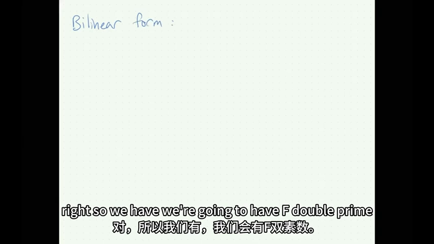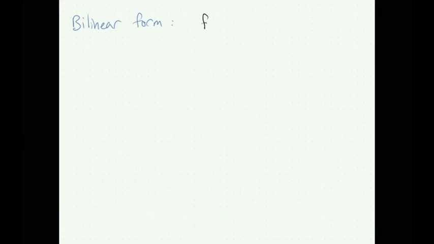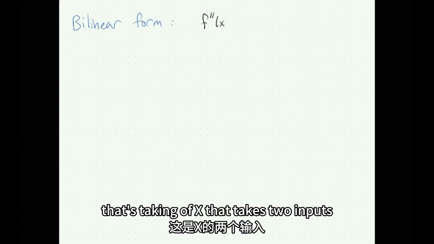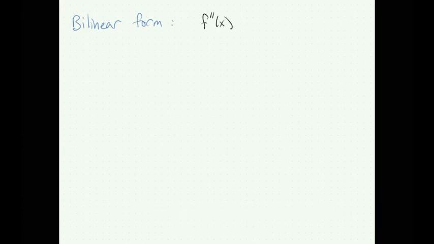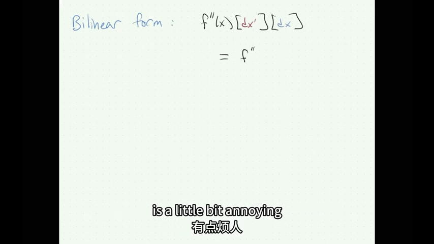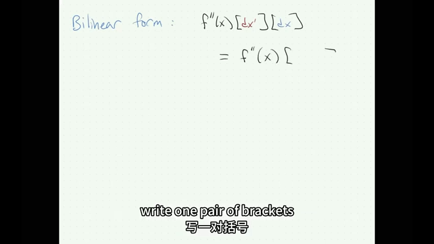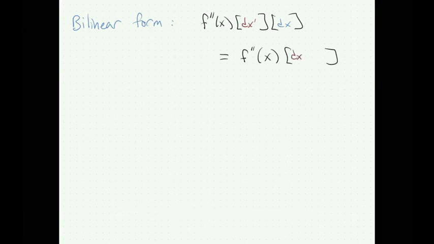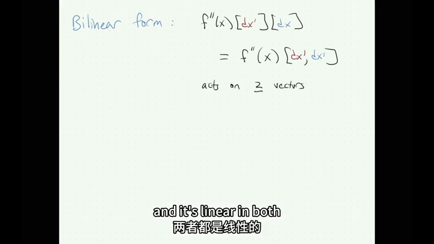Right? So we're going to have f double primed at x that takes two inputs, dx prime and dx. But writing those two pairs of brackets is a little bit annoying. So let me just write one pair of brackets and just give it two arguments. And so it acts on two vectors, and it's linear in both.